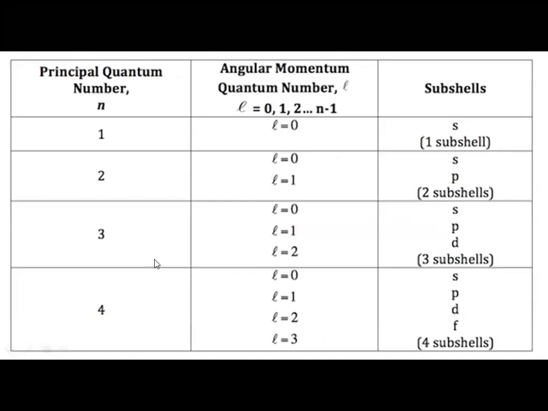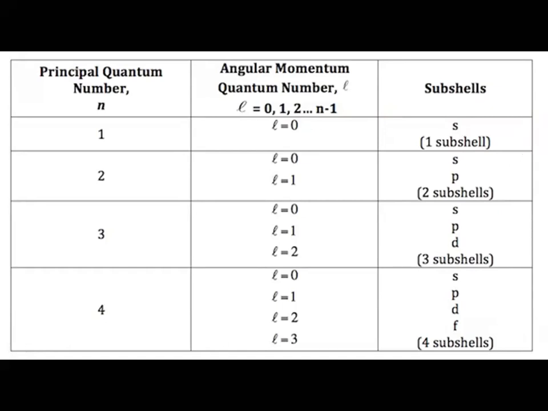So you can see the L values here, and here I will write the maximum number of electrons: 2 electrons for S. For P it is, sorry, 6 electrons. For D it is 10 electrons, and for F it is 14 electrons. Correct? Azimuthal quantum number is also called angular quantum number.